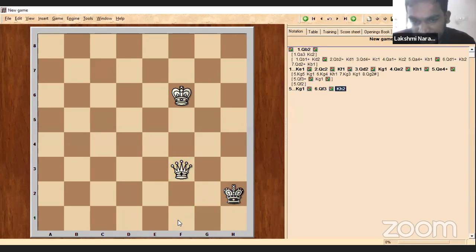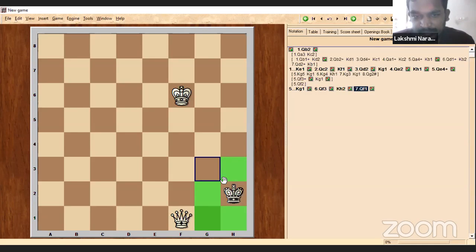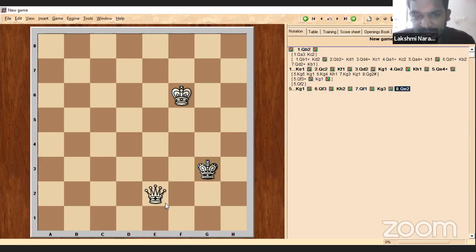Now we will take away the ranks. So we will take away this rank. So now he has only one square to move, which is g3. So now again we will take away the rank.